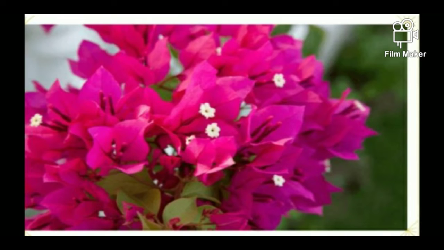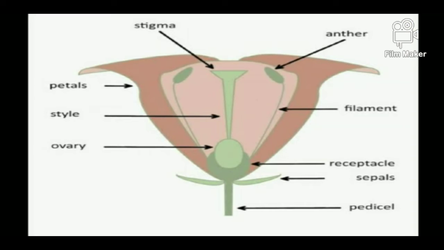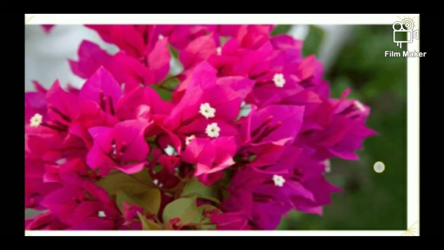So bracts, what are these? When the flower arises in the axil of a leaf-like structure, the structure is known as the bract. Bracts may be green like ordinary leaves, or at times they are colored. If you have seen a bougainvillea plant, you might have seen the purple colored leaves, which are actually not the flower. The flower is the small white thing inside it. The flower is really small in bougainvillea, and the purple part is the leaves, which are called bracts.